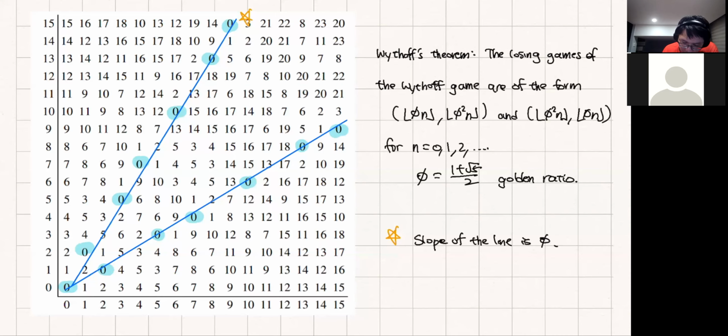And the other line here, the slope of the line is 1 over the golden ratio. So that is a nice result that is in this game. I don't know how to prove it, but it is a fairly strange result, but also quite interesting. Anyway, so that is the Whitehoff game.